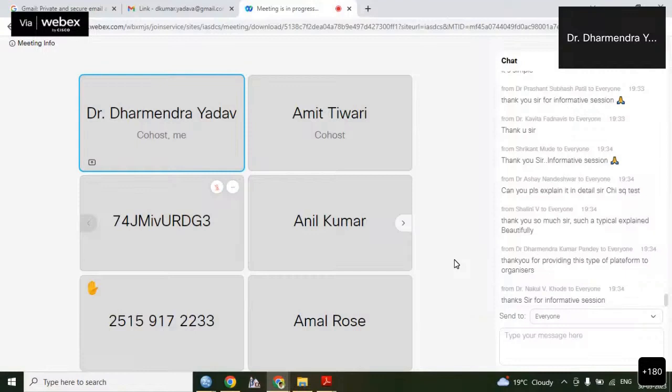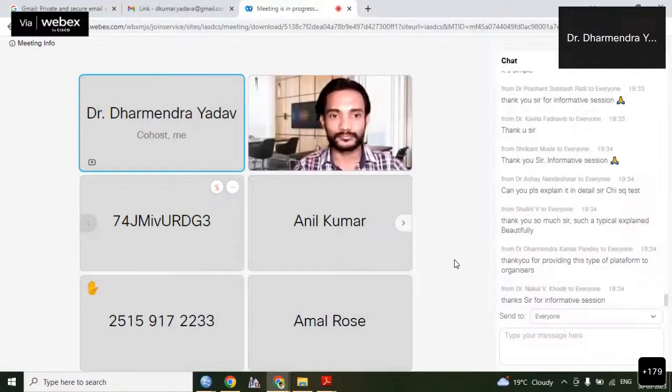Similarly, suppose your null hypothesis was wrong. It means you are saying that there is no significant difference, but there was a significant difference, and you are accepting the null hypothesis. It means you are accepting the wrong null hypothesis. So that is called type 2 error, and its probability is called beta.